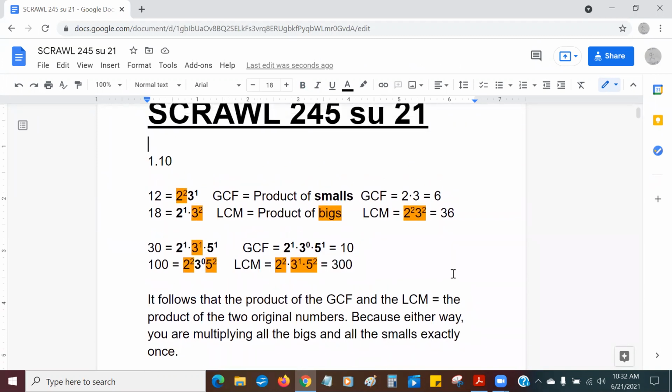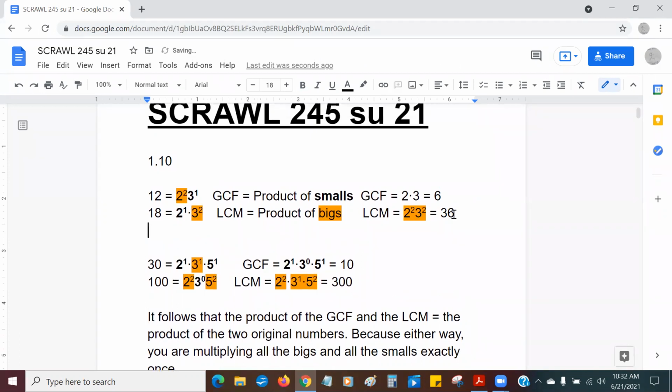So notice, in other words, 6 times 36, let me just write explicitly here, equals 216. And 12 times 18 equals 216. So the GCF times the LCM is equal to the product of the two numbers.